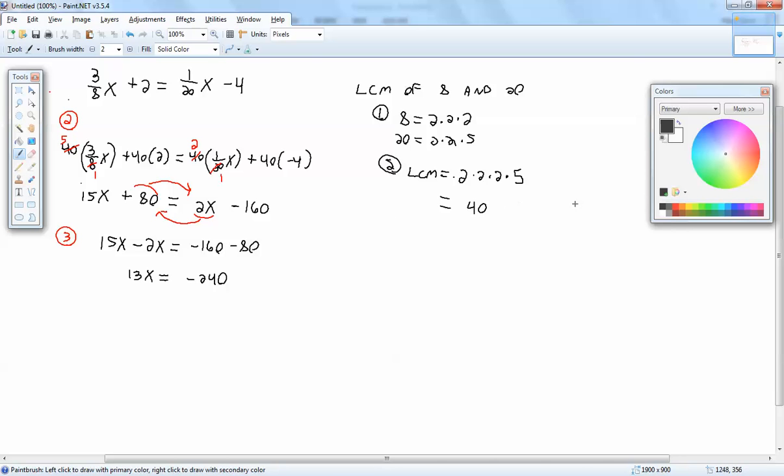Okay, last step, step 4. Divide both sides by the number in front of your x. Well, the number in front of our x is 13. So I'm going to divide both sides by 13. And those 13s would cancel on the left side, and then we've got negative 240 over 13. I don't believe that fraction simplifies. The bottom part's a prime anyway, and I don't think the top part's divisible by 13. So that would be our answer.